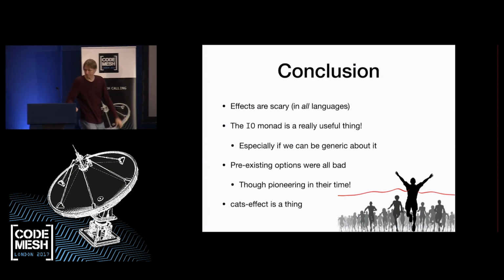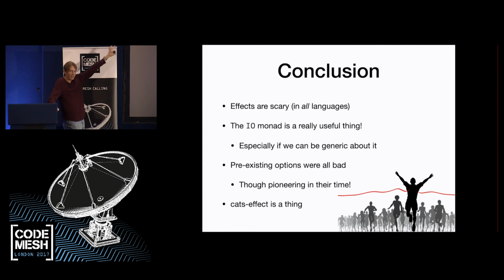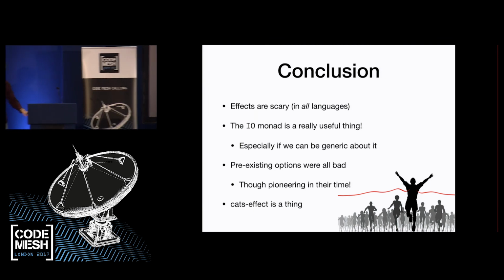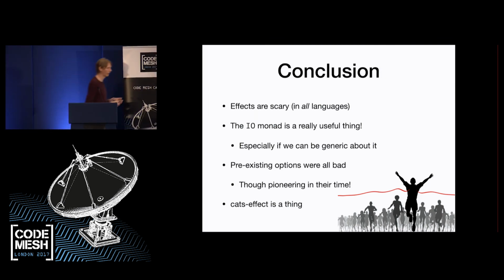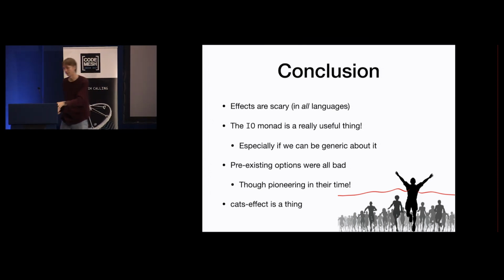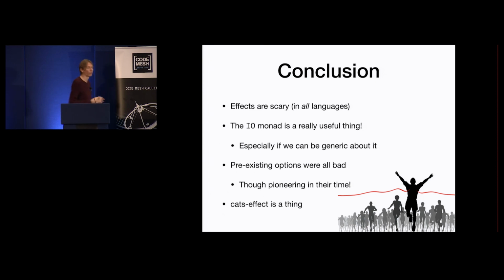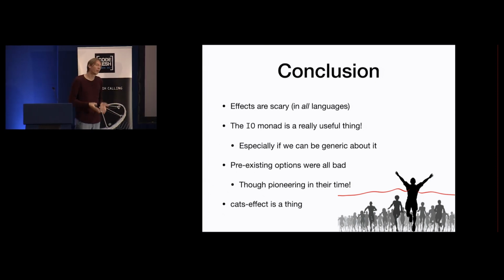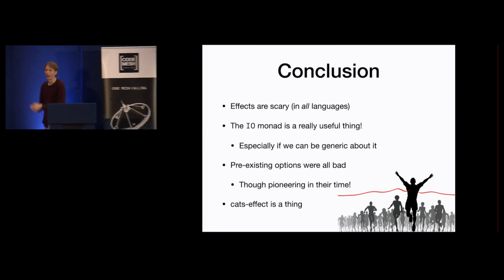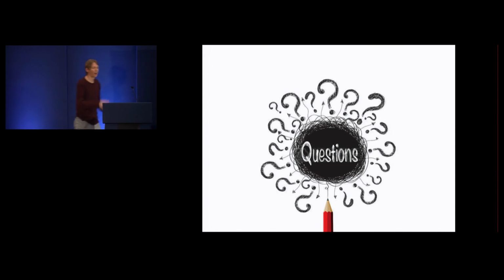So finally, in conclusion, effects are scary. Always scary, all the time, terrifying. The IO monad is really, really helpful, and being generic about it allows very strong ecosystem effects. All of the options in Scala were bad before recently. They were really smart in their day, but their day was past, and now we write on paper rather than stone. So Cats Effect, yay!